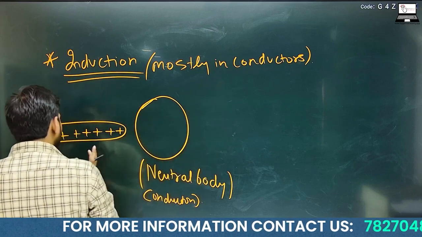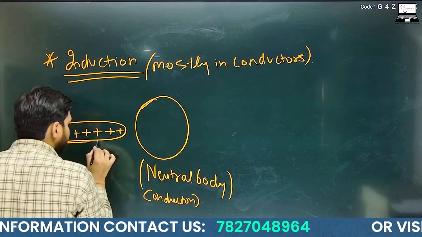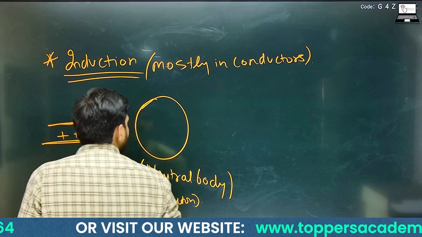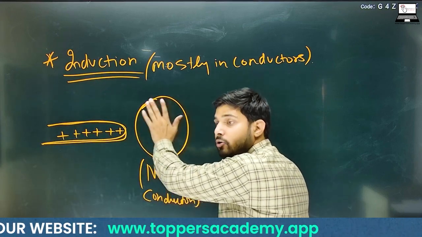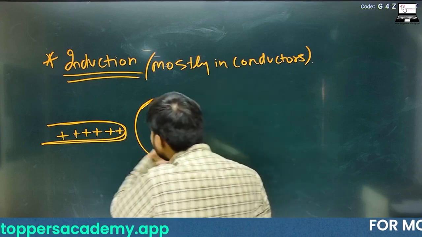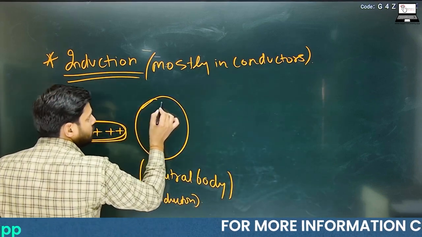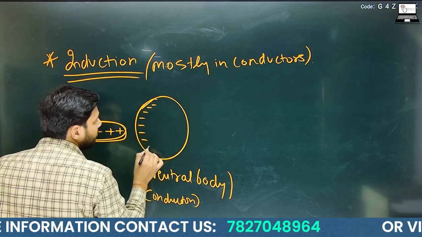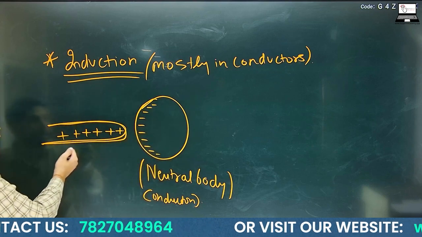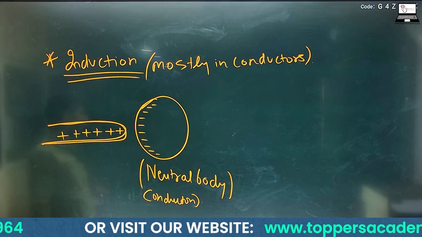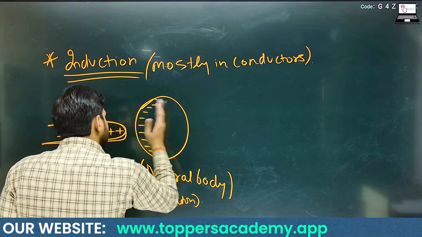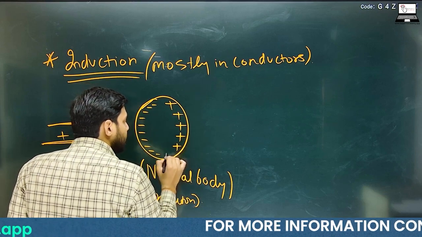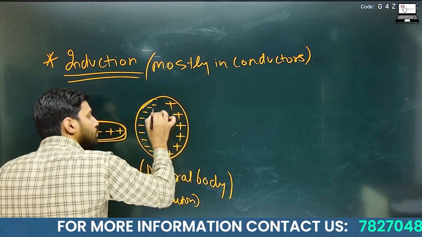Now, if we bring a rod close to the sphere which is positively charged, what will happen? If it is a conductor, electrons are free to move. If electrons are free to move, they will be attracted by this positive rod. So mostly the electrons that are free to move will come near to the positively charged rod. If this side is negative, then this side will have a deficiency of electrons. This will be positive.